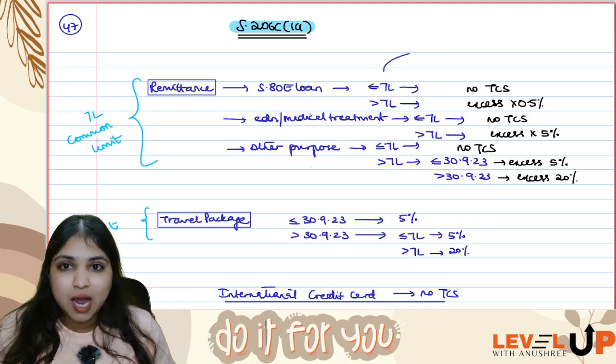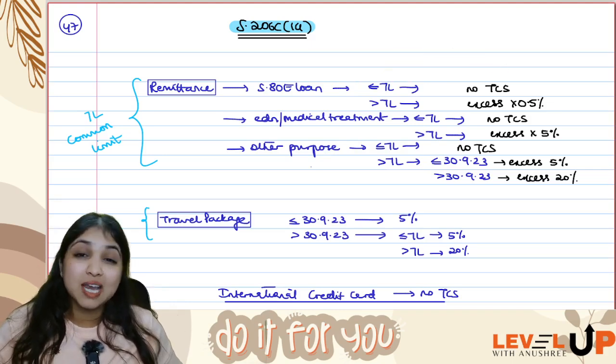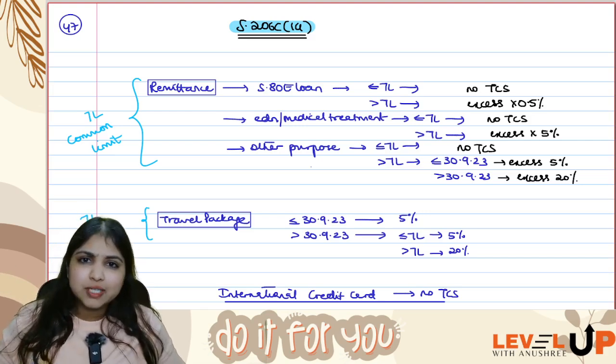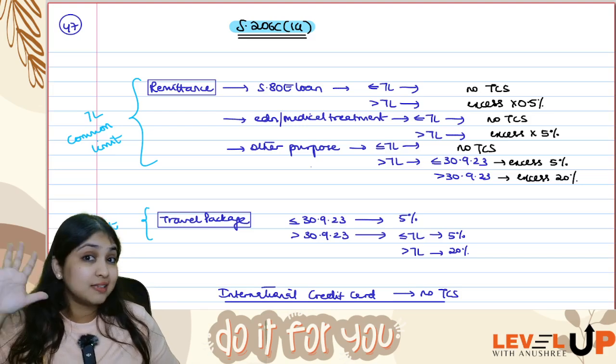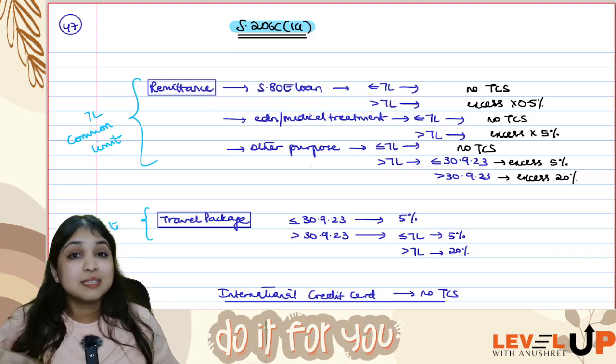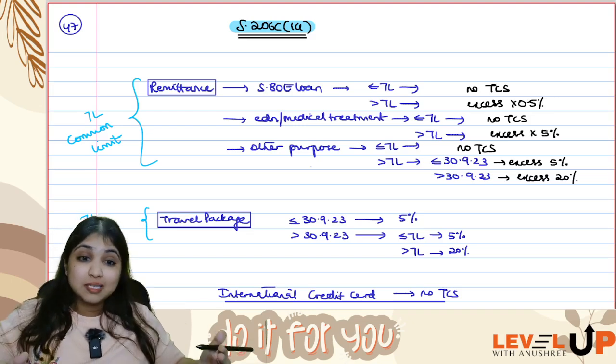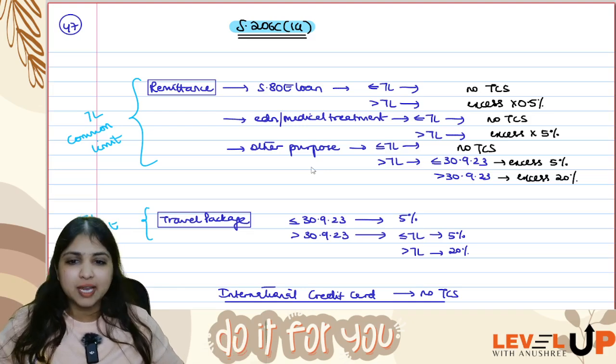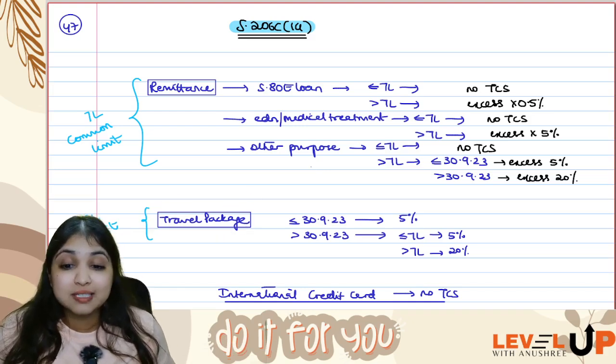So ATE loan up to 7 lakh, no TCS. More than 7 lakh on the excess, 0.5%. Education or medical treatment up to 7 lakh, no TCS. More than 7 lakh on the excess, 5%. Any other purpose up to 7 lakh, no TCS. More than 7 lakh up to 30th September 23 on the excess, 5%. After that, 20%. Then you have overseas travel package.